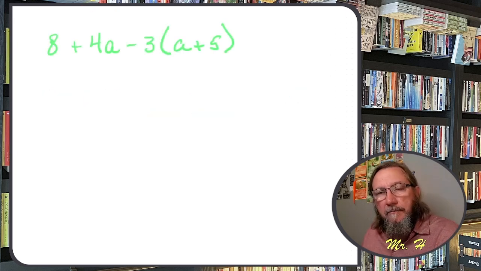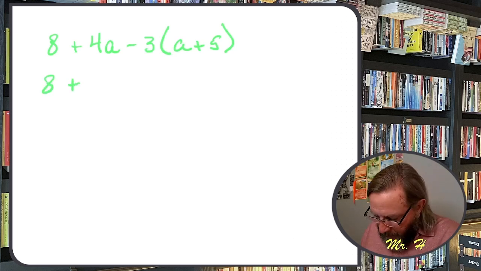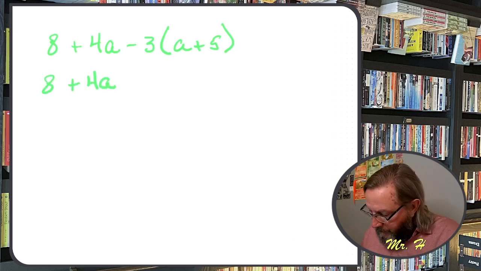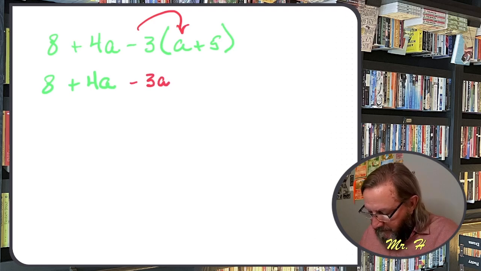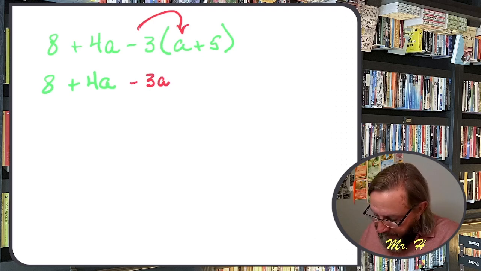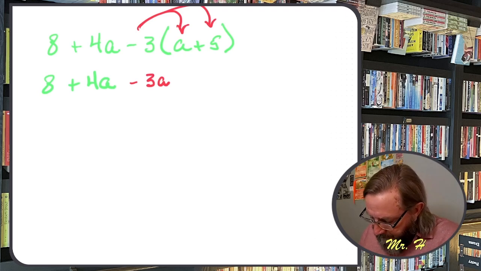Here is a problem that's very similar to the one we just did, but now we've got a number that also needs to be distributed, but it's not a positive number, it's a negative number. This 8 plus 4a is just going to hang out while we do the distribution. First thing we're going to do is distribute negative 3 times a. That's going to be negative 3a. Negative times a positive is negative. And then a negative 3 times a positive 5. Again, a negative times a positive. That's a negative, and we've got 15.